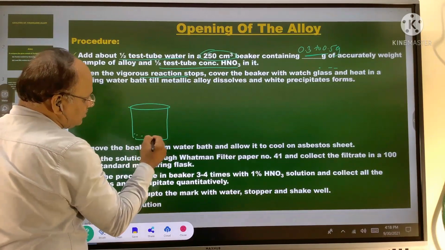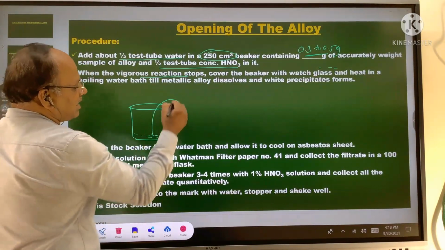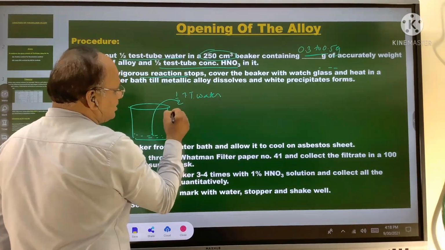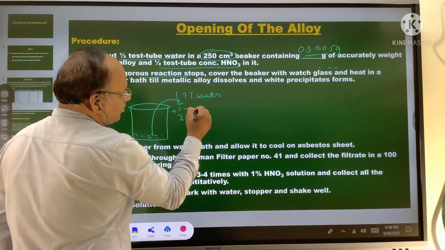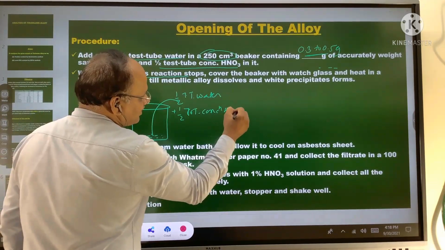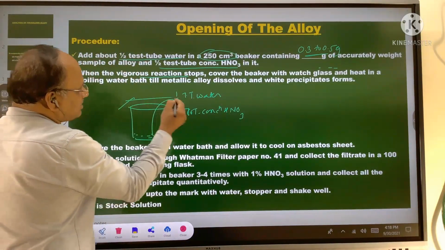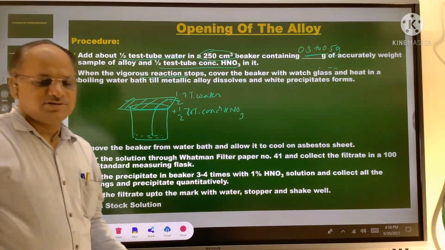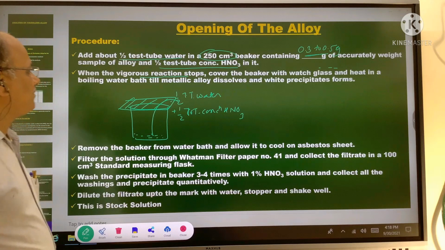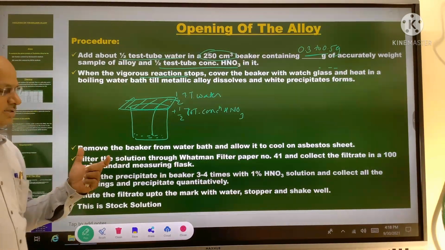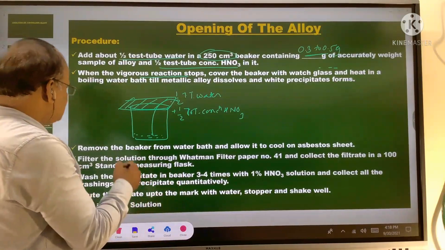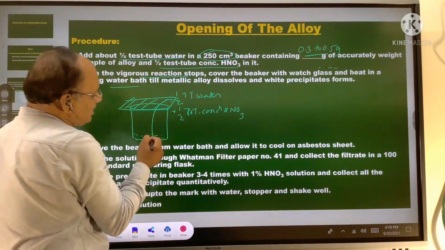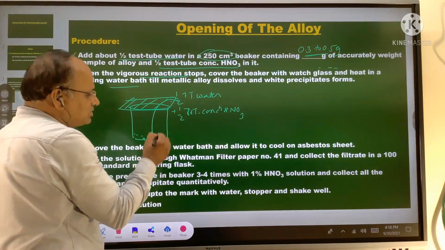Therefore here you see this is the beaker in which you take the alloy and then add half test tube of water and half test tube of concentrated HNO3 and cover that beaker with a watch glass. Then this beaker is kept in the water bath till the metallic alloy is completely dissolved.